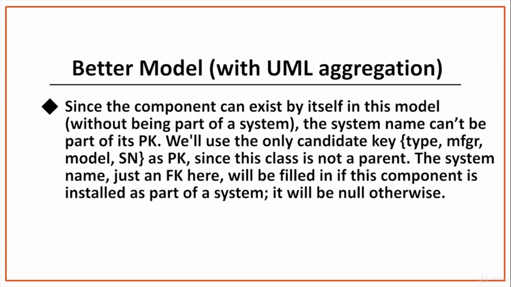Since the component can exist by itself in this model without being part of a system, the system name can't be part of its PK. We'll use the only candidate key, type, MFGR, model, SN, as PK, since this class is not a parent.